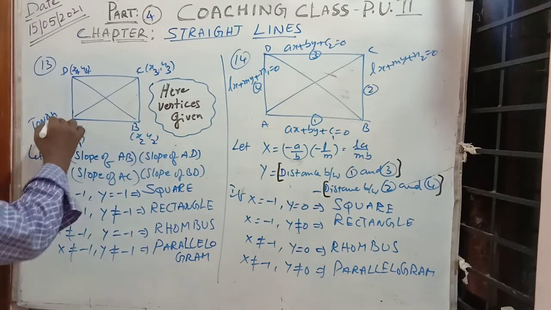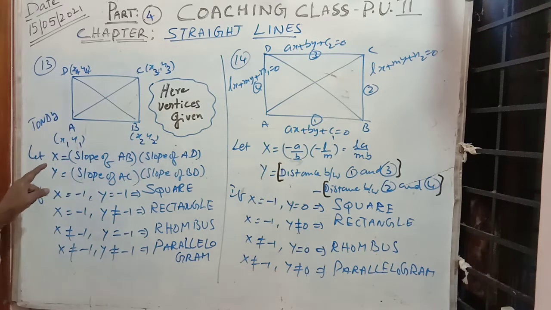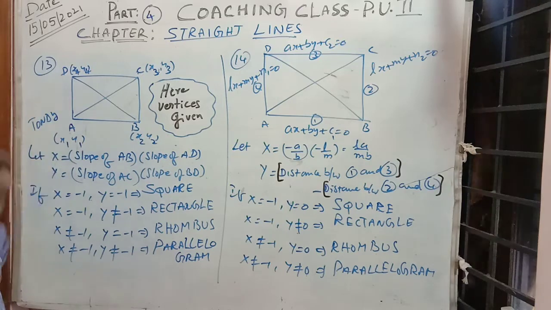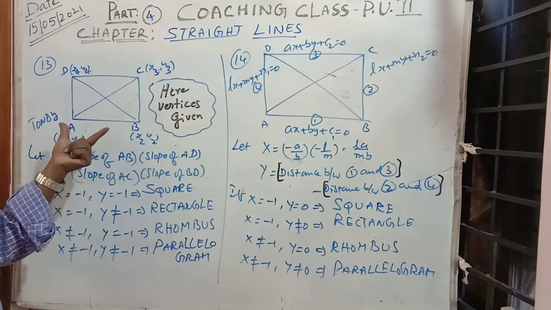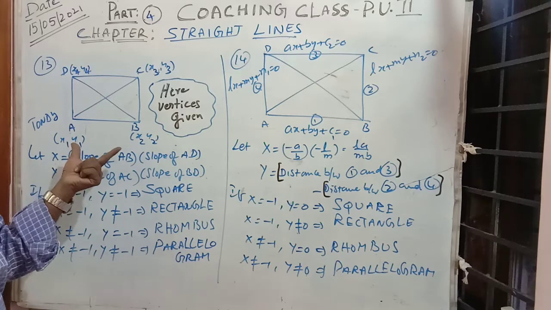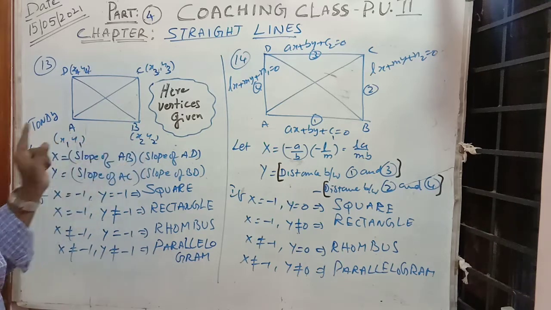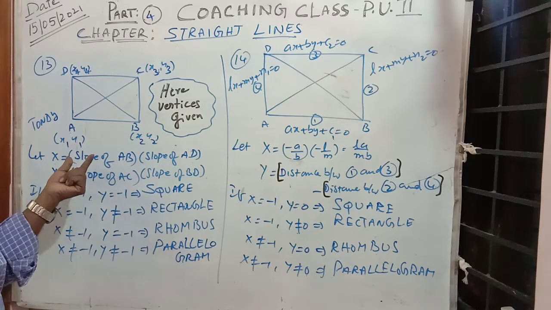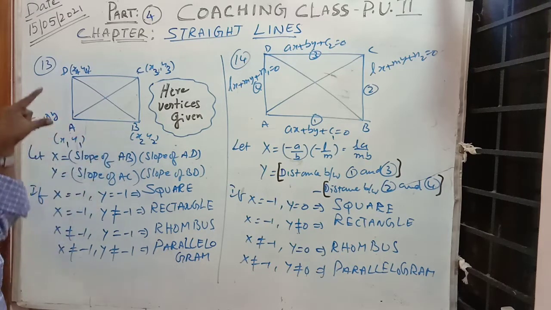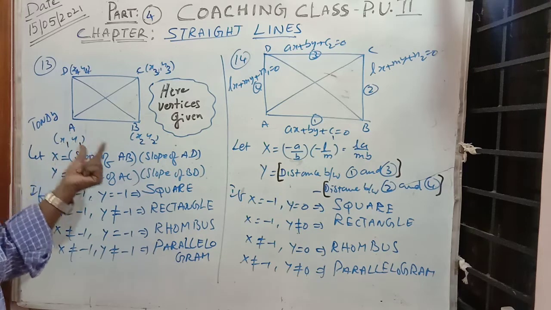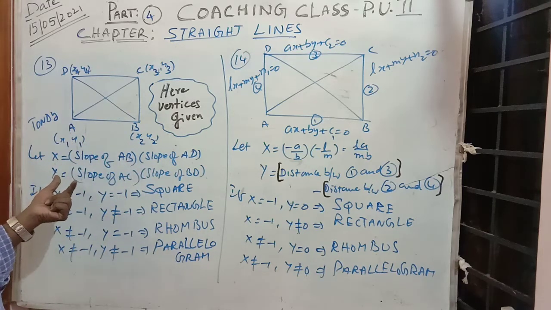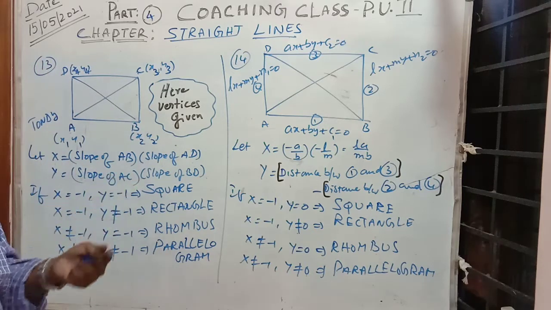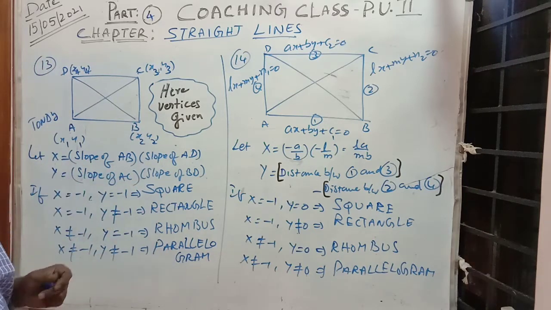That method tells us: let capital X be the product of the slope of AB and the slope of AD. The slope of AB is finding the difference of y coordinates, very simple: 5 minus 3, 2 minus 1, like that. The numbers are given, so we can easily find the slope. Slope of AB into slope of AD, that product. Let Y be the product of the slope of AC and the slope of BD. It is also very simple. Within seconds we can calculate.